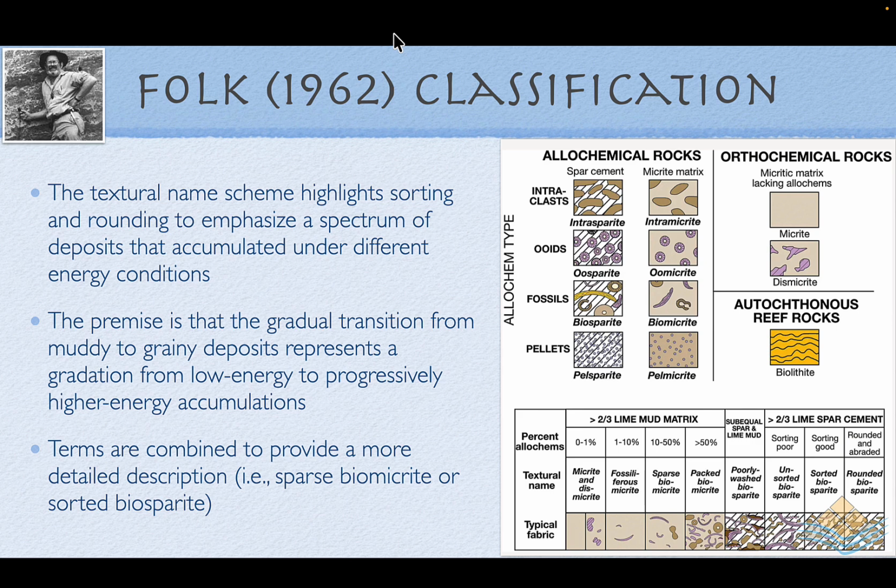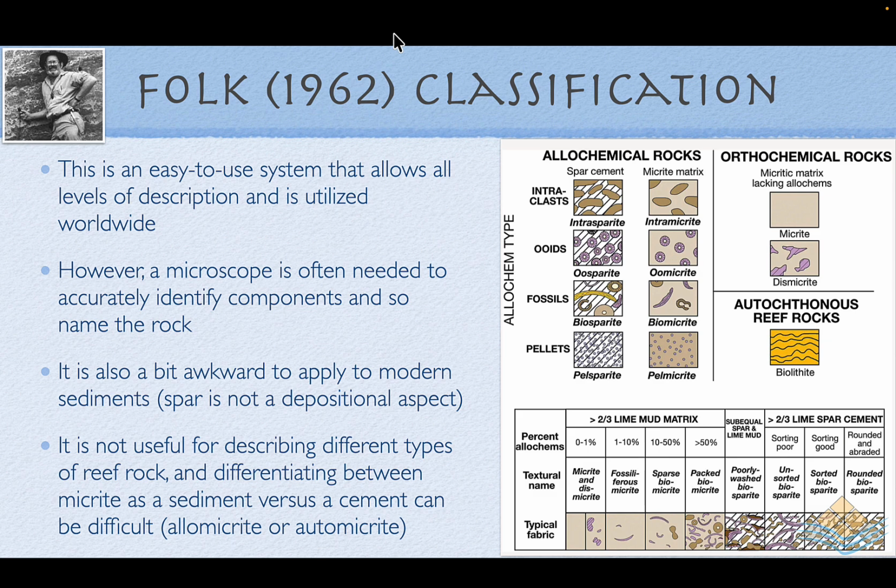So we can have a sparse biomicrite or a well-sorted and rounded biosparite as an indication of energy levels in the environment of deposition. It's fairly easy to use. Its biggest limitation is that we need a microscope to identify components. The other limitation is that it's a bit awkward when we try to apply it to modern sediments because we don't typically have spar as a depositional aspect of modern carbonate sediments.